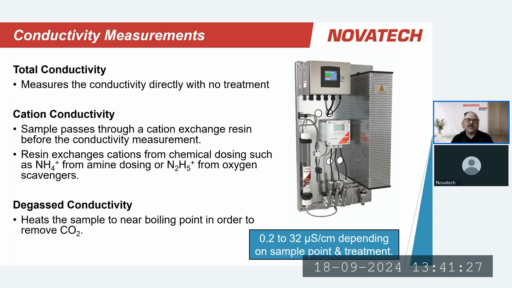We're normally looking at numbers in that 0.2 to maybe 3.2 microsiemens per centimeter in boiler water. So we are really looking at quite low levels, but obviously we may have a higher trigger point for blowdown. Again, that's very much process dependent.